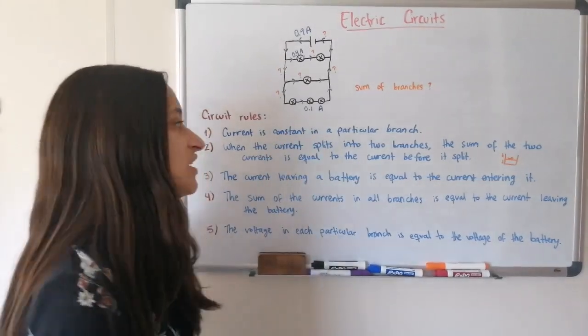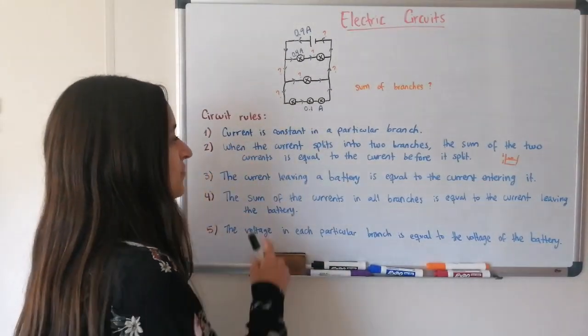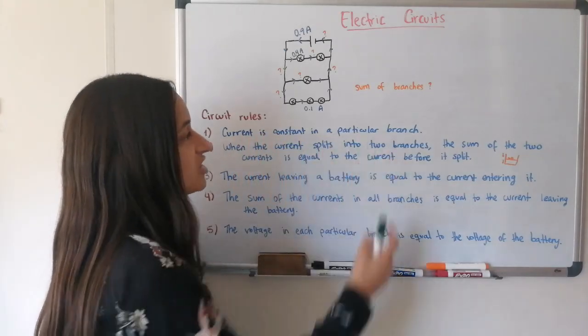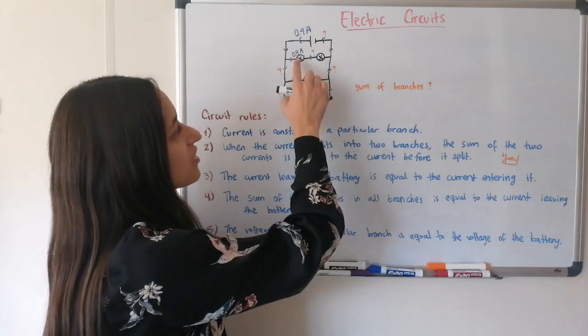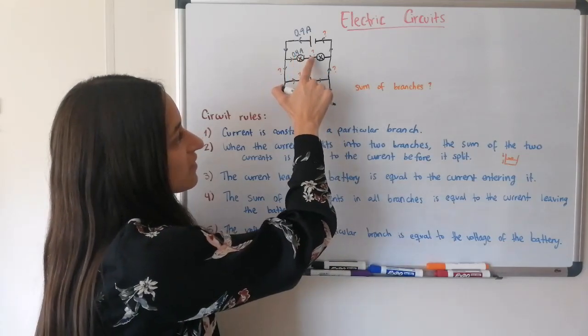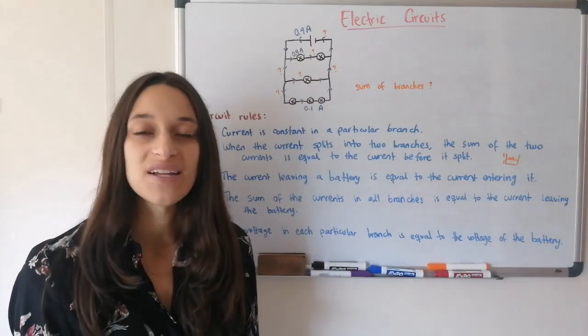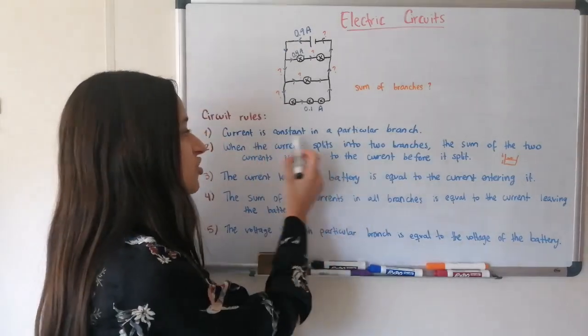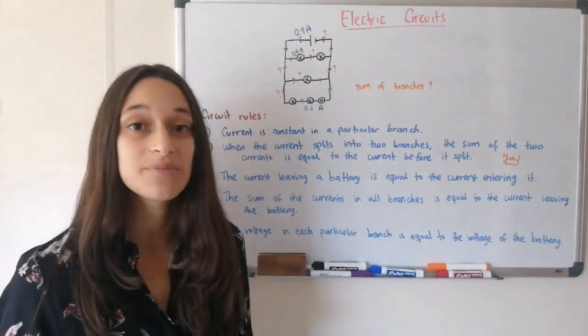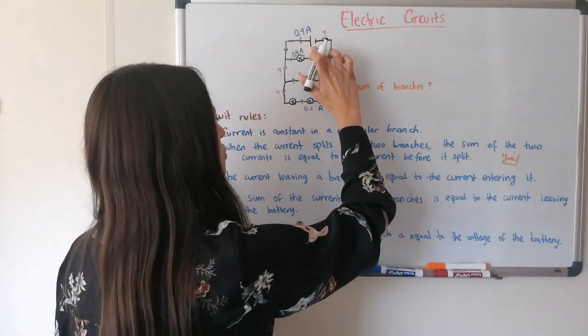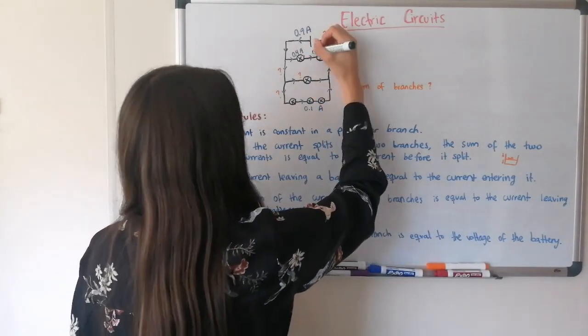So what can I do? Let's see what the first one helps us with. Current is constant in a particular branch. Okay, so for example, I have this current of 0.4, and this question mark is in the same branch. So that means that because it's constant in that branch, that question mark has to be 0.4 as well. So I'm going to put here 0.4.